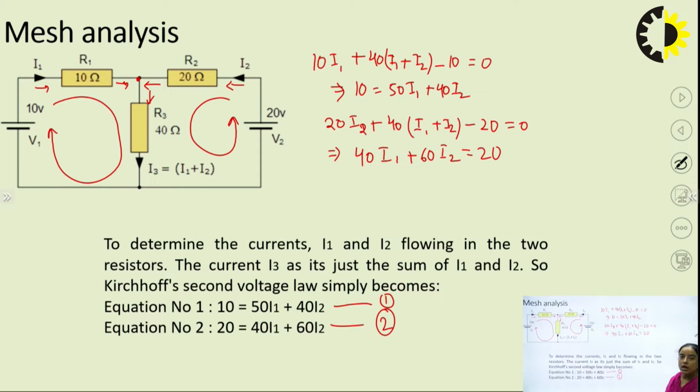Now we have two equations, and we need to calculate two unknowns, that is I1 and I2. After simplifying this, you can easily find the values of I1 and I2. This is the conventional method that we are following. In this conventional method, we trace the current through each element and then apply KVL. But the approach will be slightly different if we go for mesh analysis.